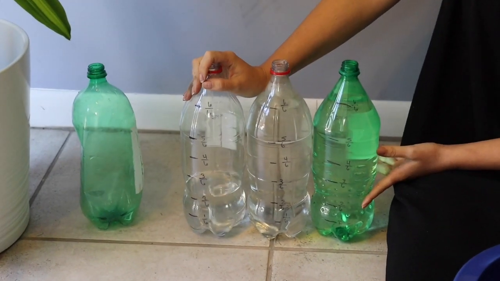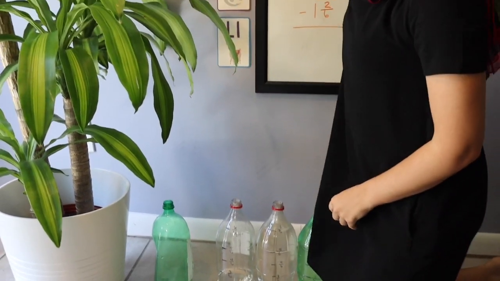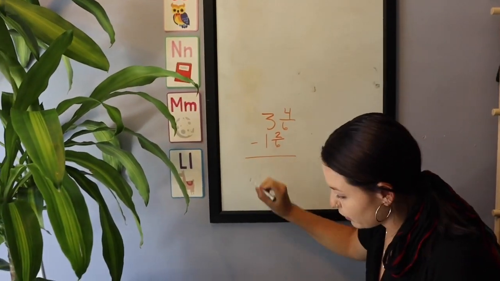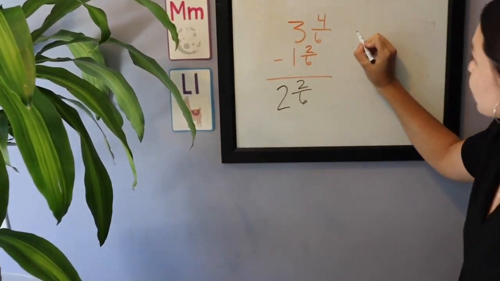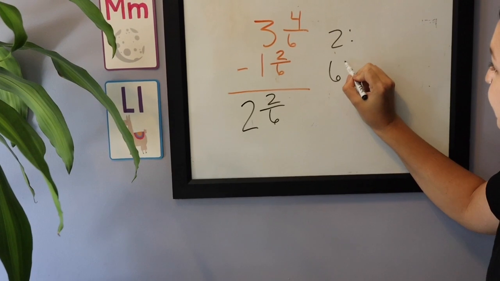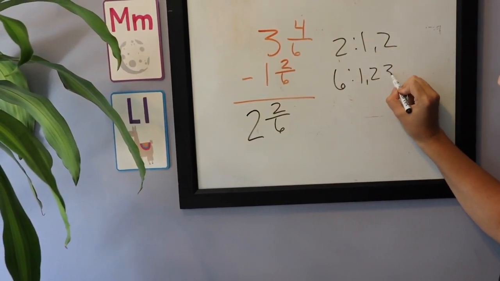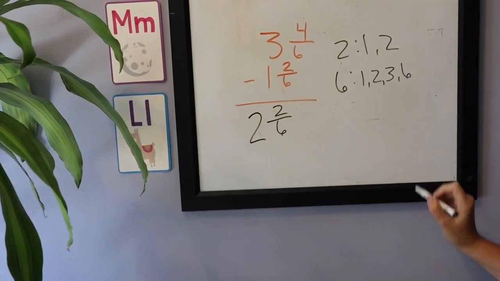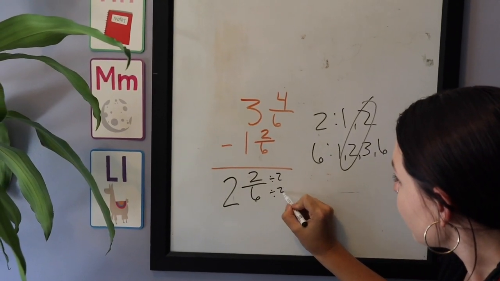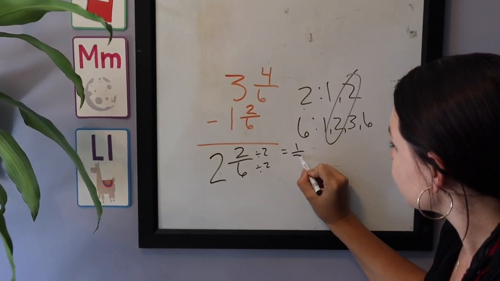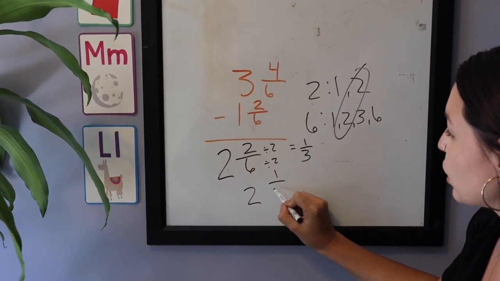Can we simplify 2/6? We can. Grab my marker. So now we're left with 2 and 2/6. We're going to do our factors really quick here. Factors of 2 and 6: 1, 2, and 1, 2, 3, 6. Okay? Biggest number is 2. Divide the top, divide the bottom. So it turns into 2 and 1/3.